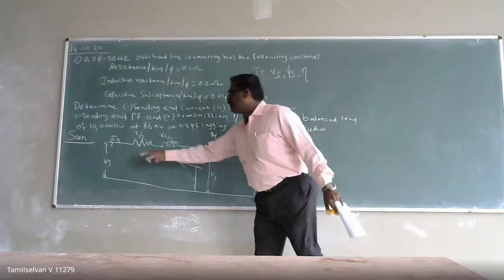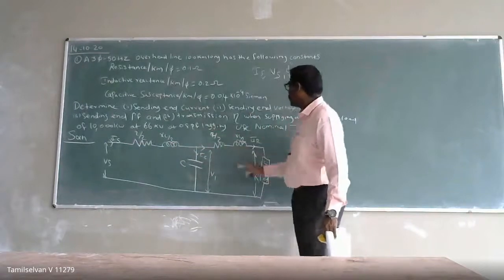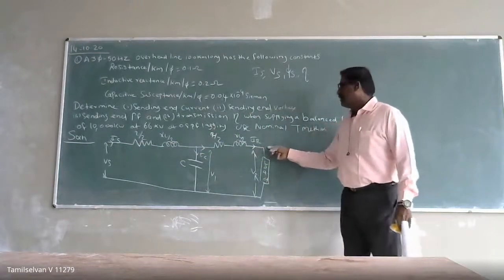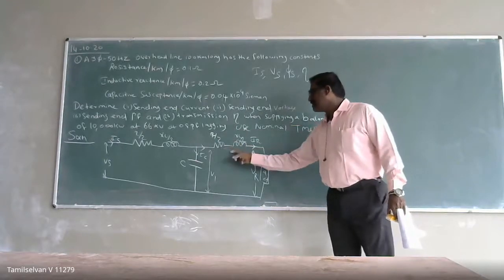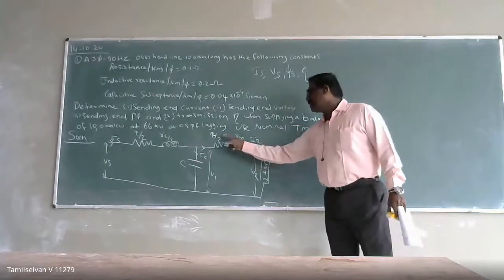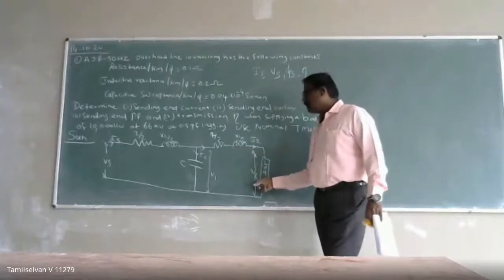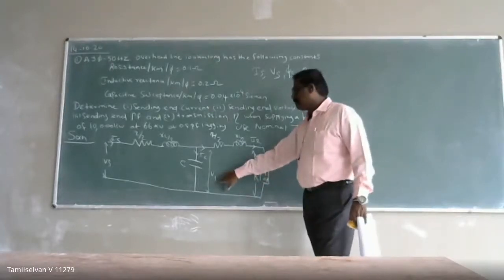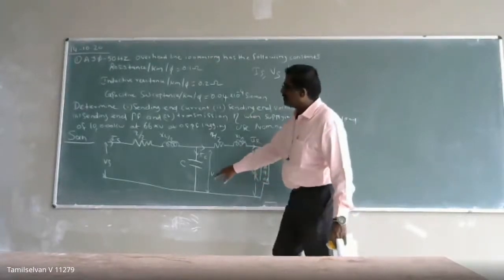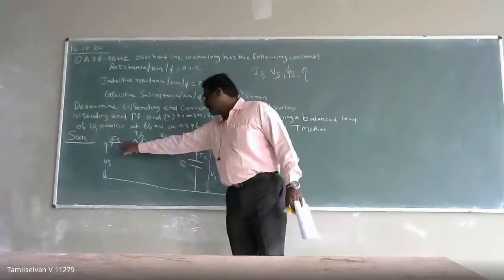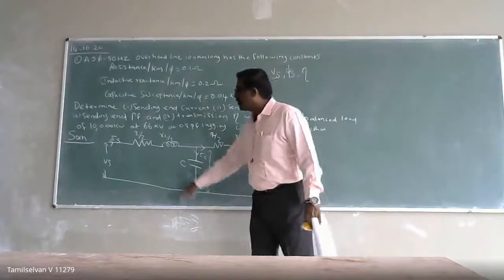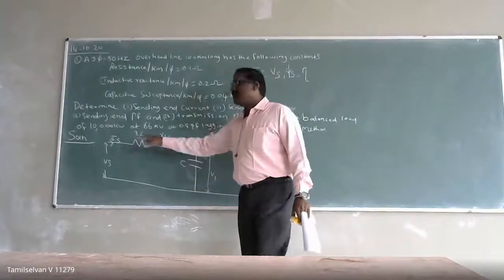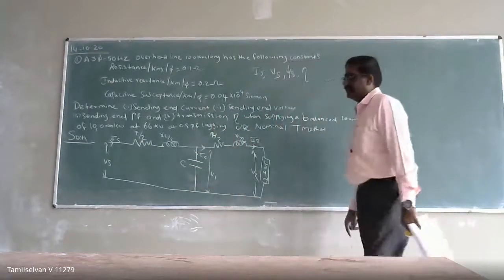Here they have given the power, the voltage and the power factor, so I can get my current, right? If I know this current, I can calculate the drop. So this drop plus my receiving voltage is equal to V1. Similarly, the capacitor current plus my receiving end current will be equal to Is, so that I can determine the sending end current.